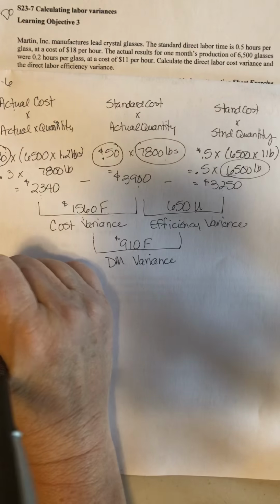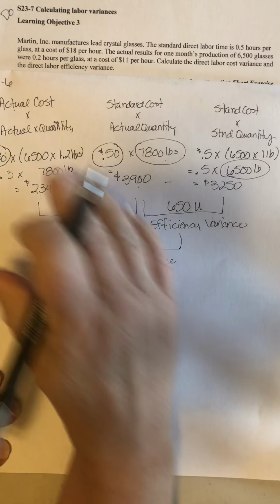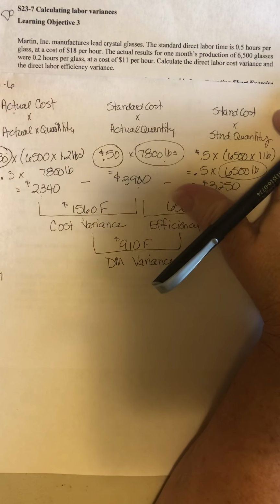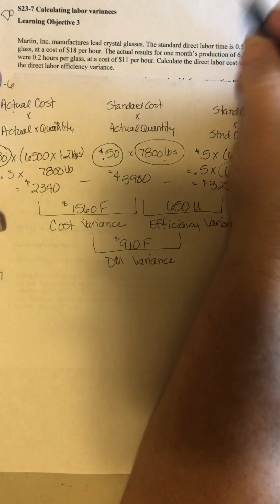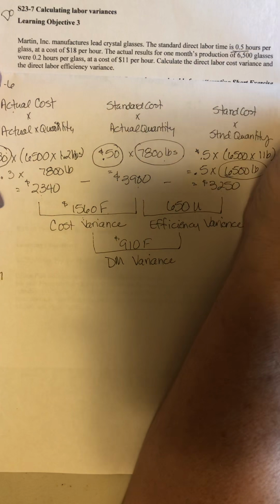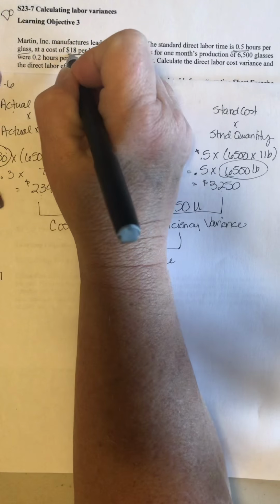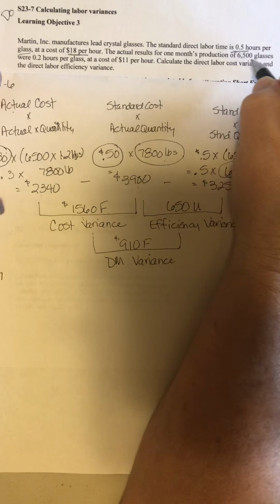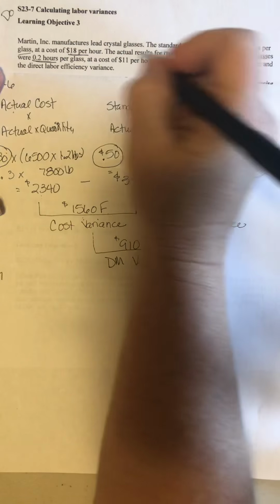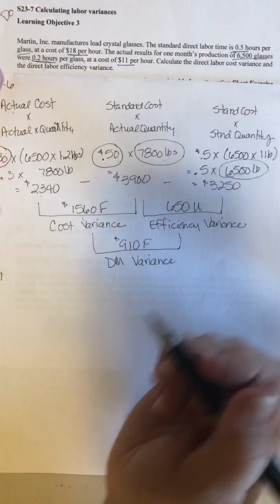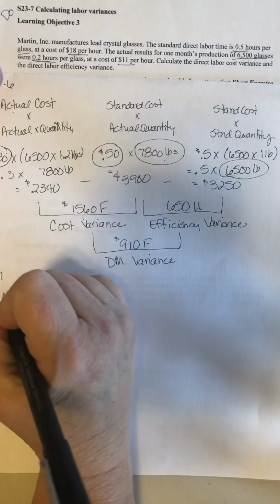All right, 23-7. So 23-7 is the same manufacturer, but we're going to look at the labor variances. So they manufacture lead crystal glasses. Standard direct labor time is half an hour per glass at a cost of $18 per hour. The actual results, they made 6,500 glasses and they used 0.2 hours per glass at a cost of $11 per hour. All right, and we're going to set it up the same exact way.